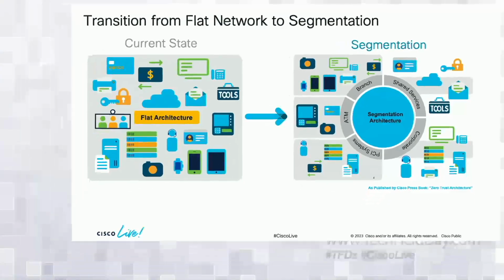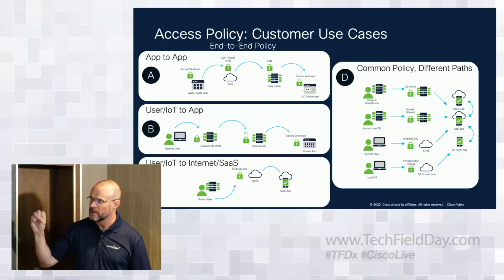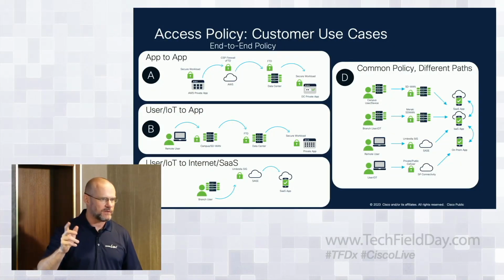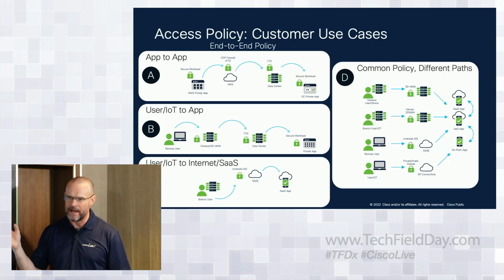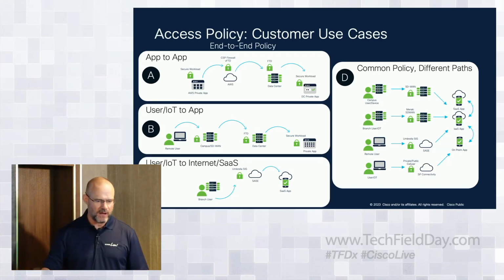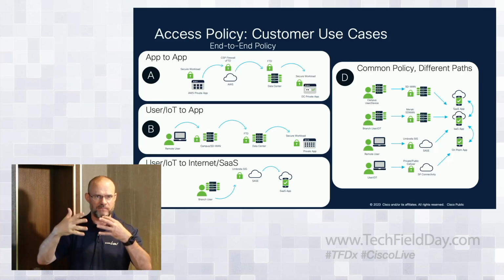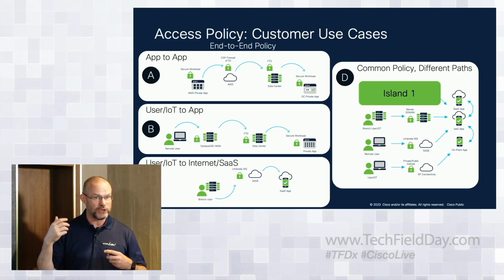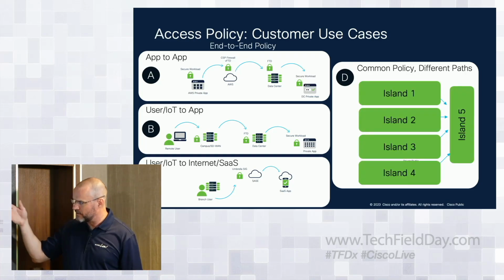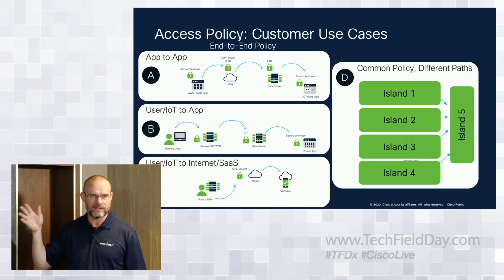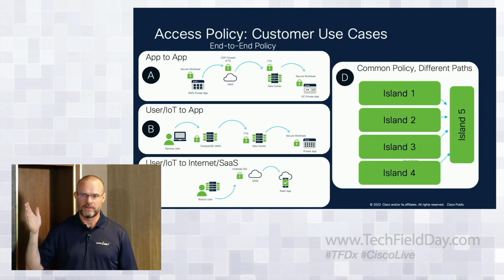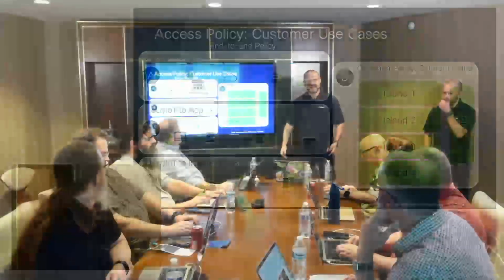So when we hear this and we want to accomplish this, we typically work through use cases, right? App to app, user to app, or OT to app, users going to the internet. And we want to have common policies and different paths for all of that, right? It's this big mesh. And the great thing is when we show up to the market, we show up as individual islands of policy. And you guys love that, right? Anybody? Yeah. Okay. So maybe.